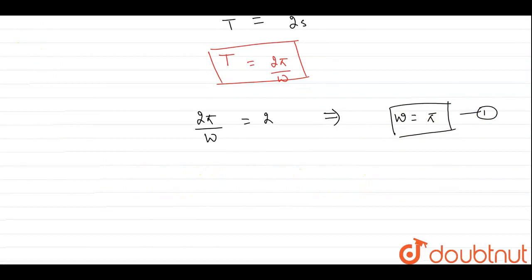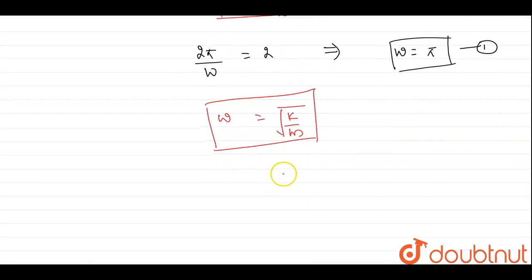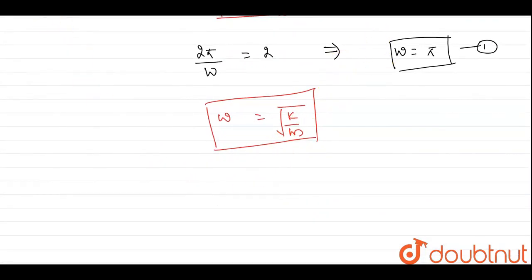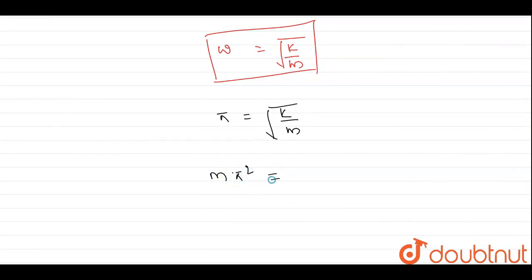We also know that omega is equal to under root of k by m. From this we have omega as pi, so pi is equal to root of k by m. Squaring both sides, we have m pi squared is equal to k. M is given to us as 4, so k is equal to 4 pi square.